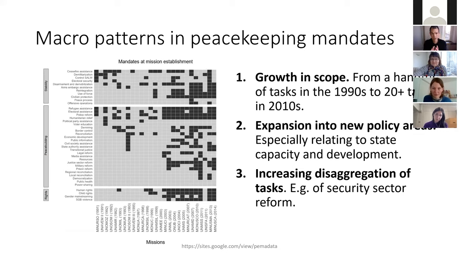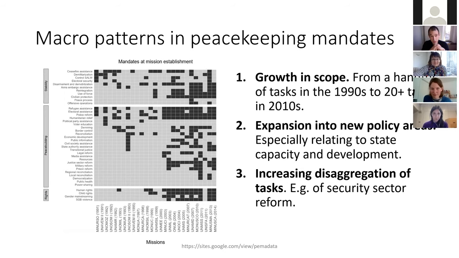So those are the three macro patterns that emerge from our data. More tasks, newer tasks, and thirdly, disaggregation of tasks. So we see that tasks are split up into a greater number of tasks. For example, security sector reform has been split up into a number of more refined or more specific tasks, such as police reform or military reform. That's the third pattern. So those are the three macro patterns that we see in the data.